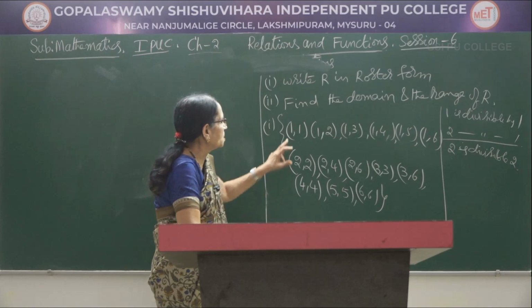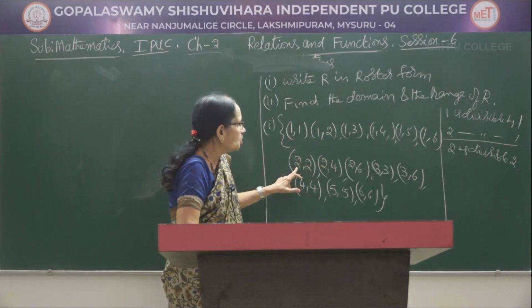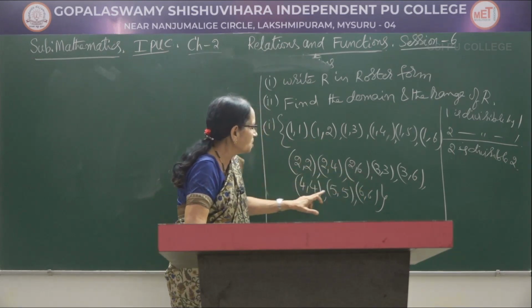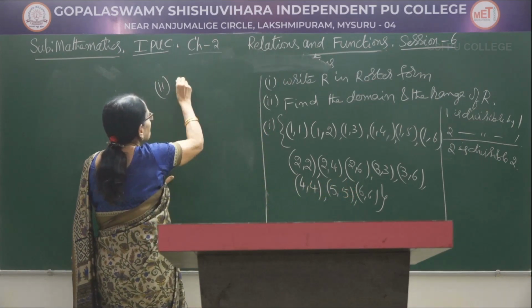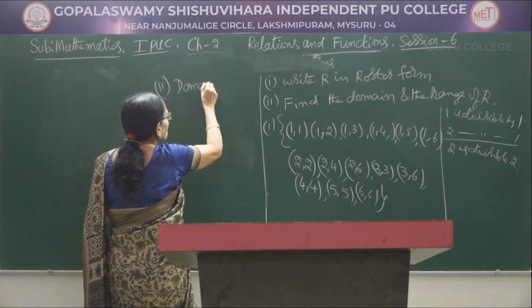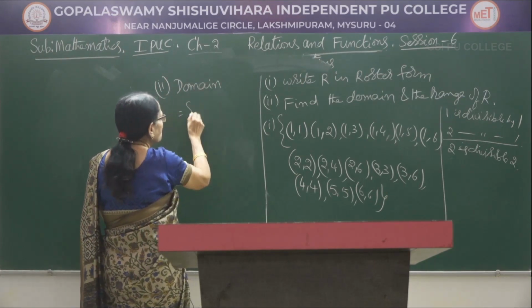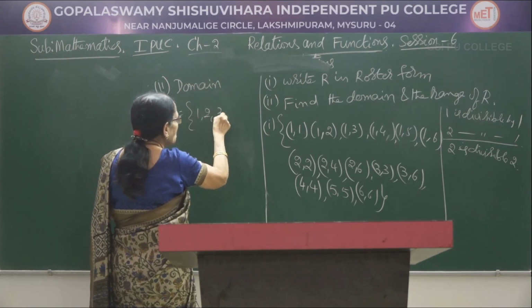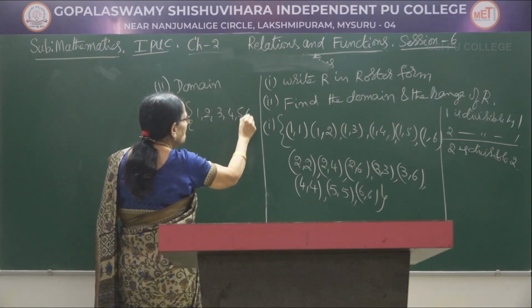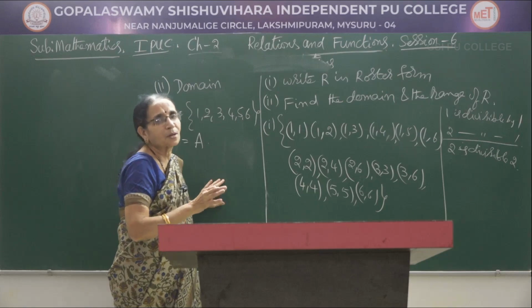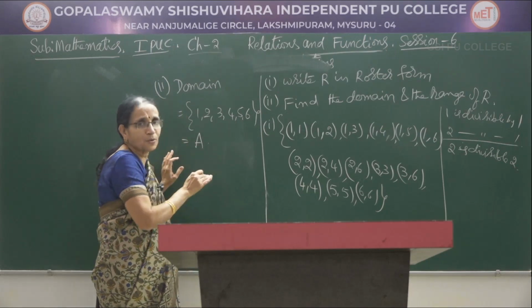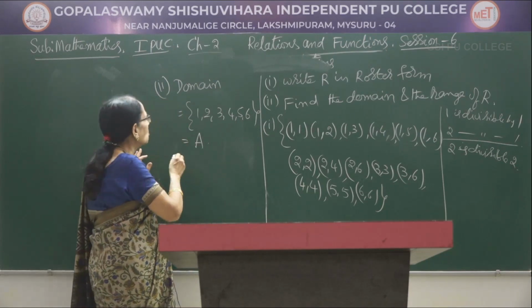Now look at the first elements here. What are the first elements here? 1 and then 2 and then 3, then 4, then 5, then 6. Therefore, here you can write the domain is the set containing the elements 1, 2, 3, 4, 5, 6. What are these elements? It is nothing but the given set. So in this case, the whole of the given set itself is the domain.